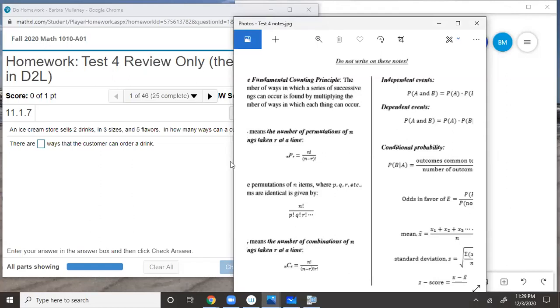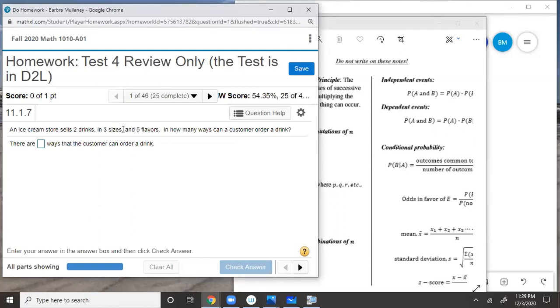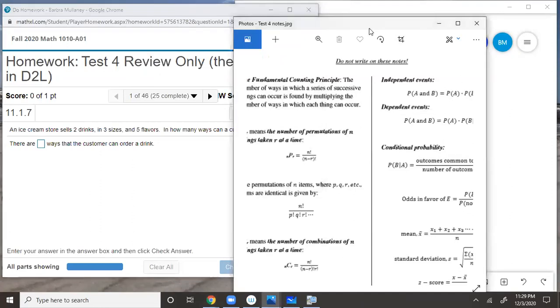So I'm going to go into the first problem here, and it says an ice cream store sells 2 drinks in 3 sizes and 5 flavors. How many ways can a customer order a drink? And we're going to use the first formula here, which is the fundamental counting principle. The number of ways in which a series of successive events can occur is found by multiplying the number of ways in which each thing can occur.